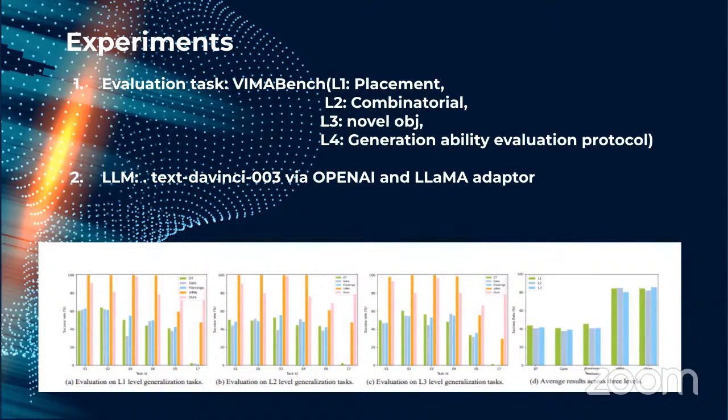We are using two LLMs. The first one is text-davinci-003 from OpenAI, and the second one is LLaMA-Adapter. This is the evaluation metric. You can see the results are accurate and very flexible for all four levels of tasks. Then please go to the next slide.